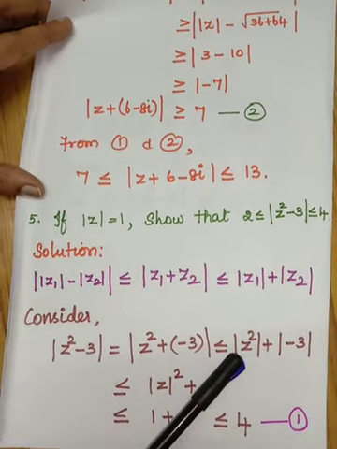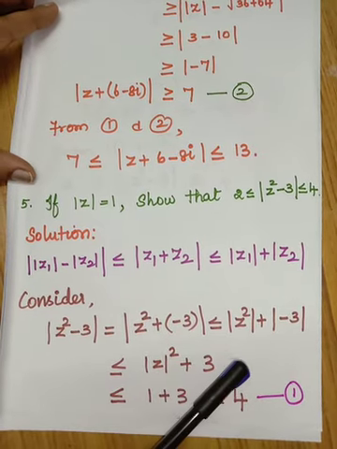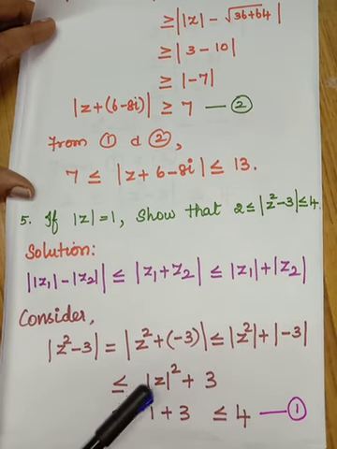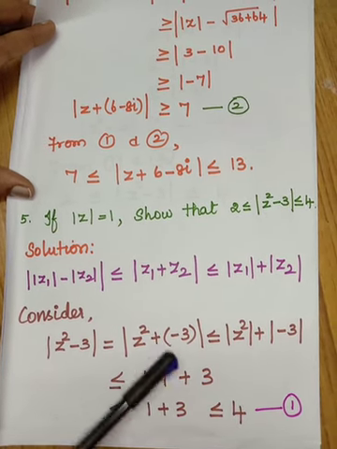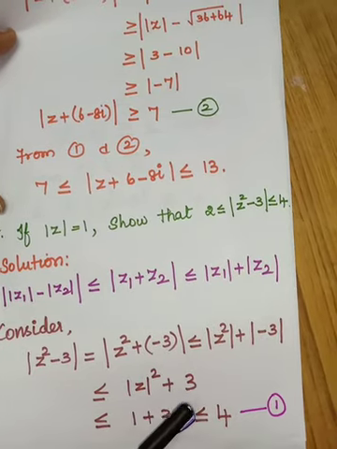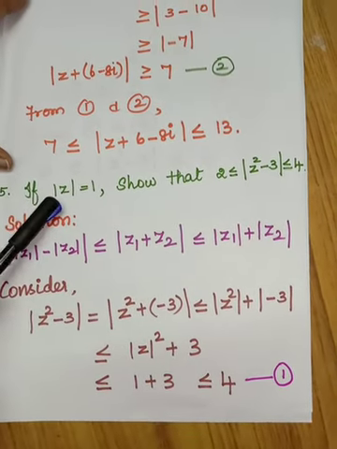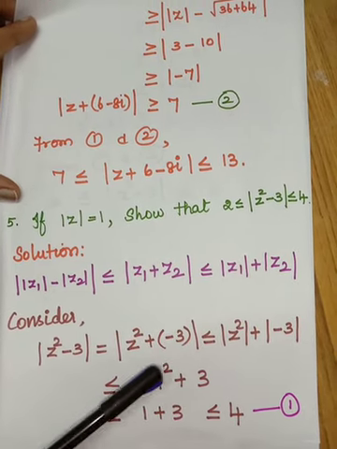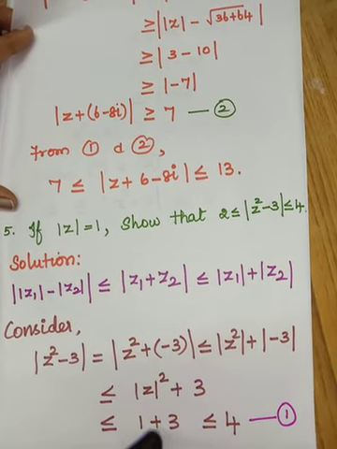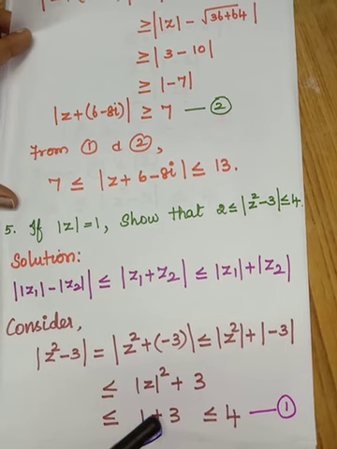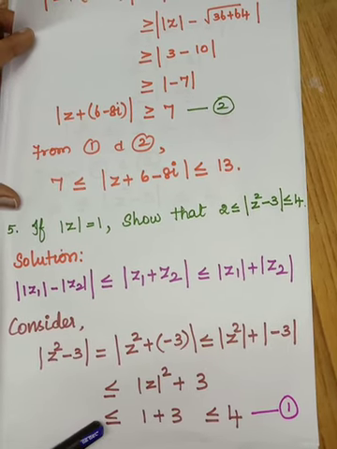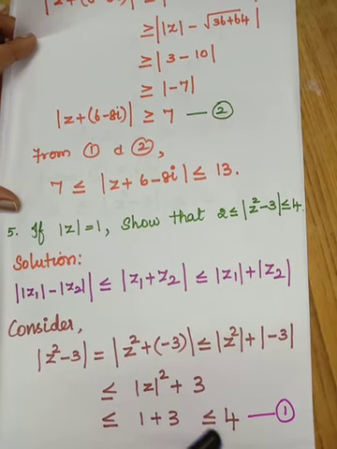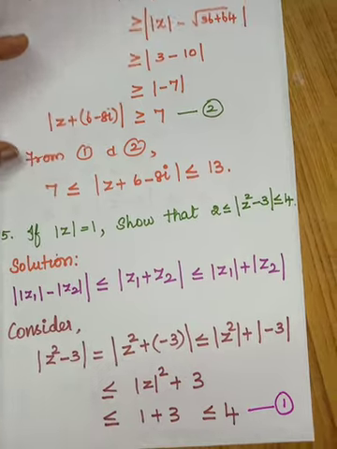So modulus of z^n can be written as modulus of z the whole power n. That's why I have written modulus of z the whole squared plus, what is modulus of minus 3, it is plus 3. It is given that modulus of z is equal to 1. So in the place of modulus of z I have written 1. 1 squared is 1. So 1 plus 3 is 4. Here you have less than, so less than or equal to 4. So this result is less than or equal to 4. Okay, I marked this as 1.